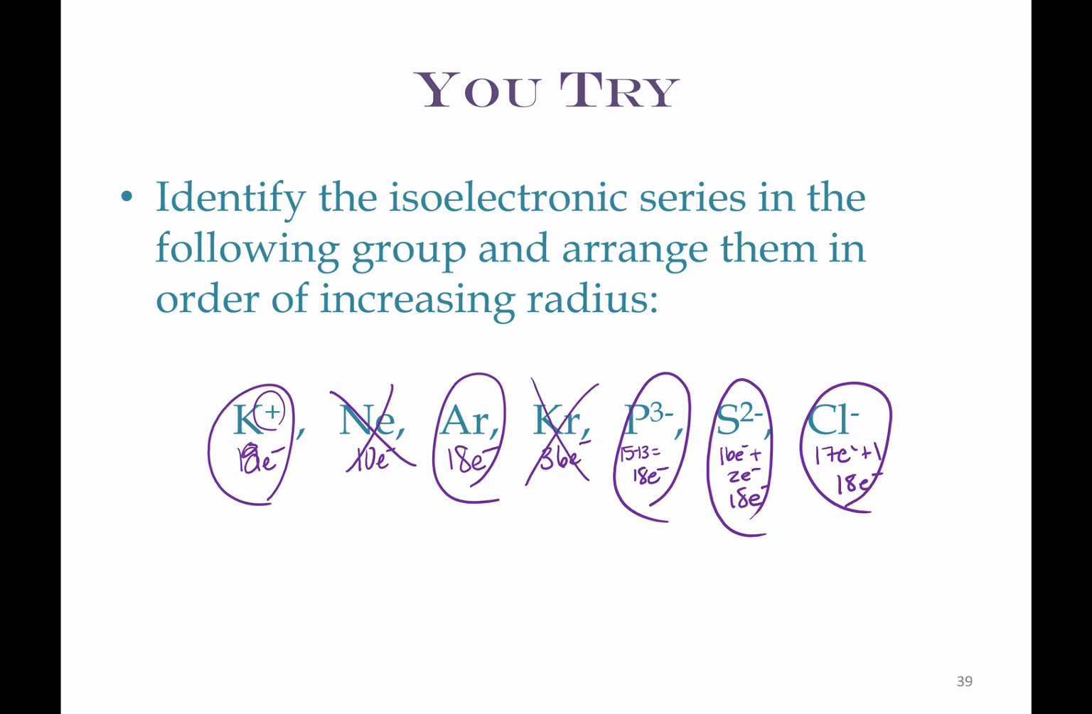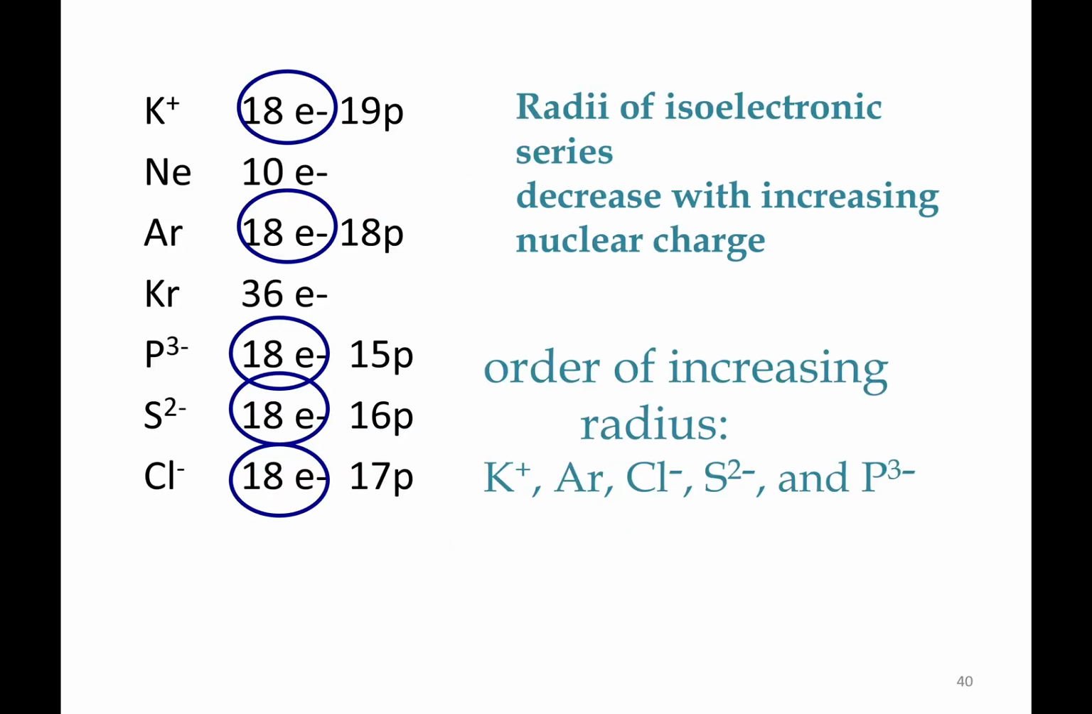So if they're the isoelectronic series, you're going to go from the highest positive charge to the highest negative charge here. So it'd be potassium ion is smaller than argon, which is smaller than chloride, which is smaller than sulfide, which is smaller than phosphide. So there you go. And that's it for this.